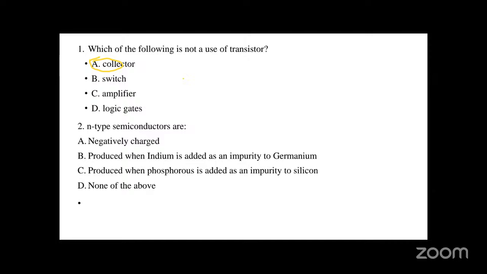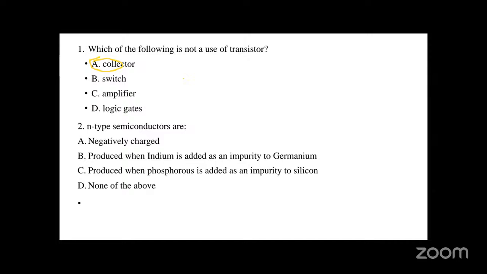We know that an N-type semiconductor is a material with excess electrons, which gives it a negative charge. But that does not mean that the N-type is just negatively charged. Semiconductor materials have dual charges, electrons and holes. So when you say it's negatively charged, it means that there is no hole, only electrons. So A is wrong.